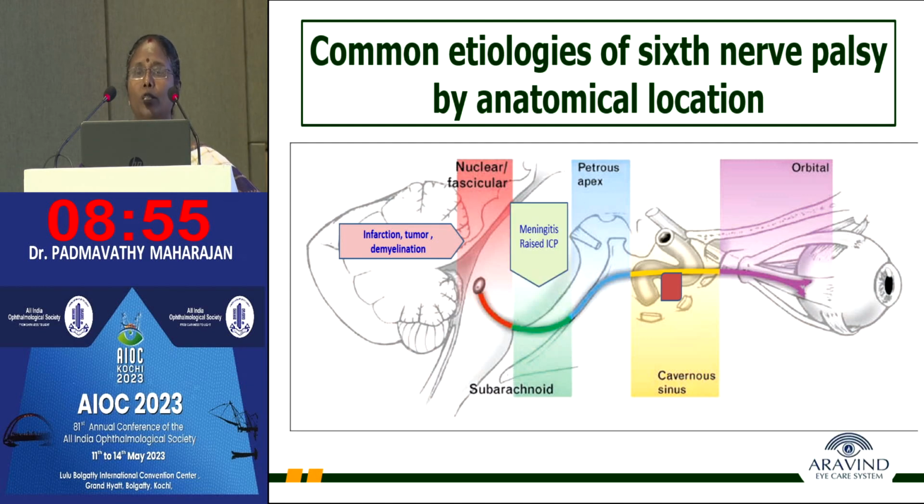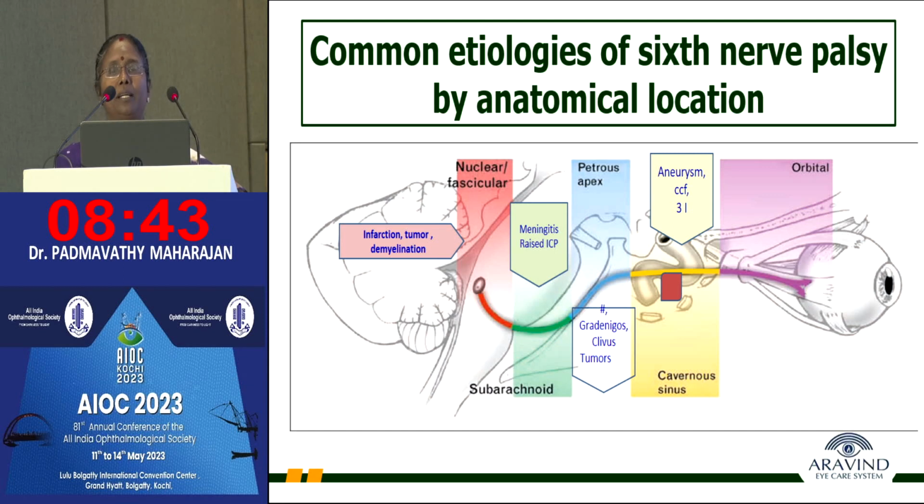In the subarachnoid space, it could be due to either meningitis or raised intracranial pressure. In the petrous apex region, it could be Gradenigo's syndrome or a clivus tumor. In the cavernous sinus, it could be an aneurysm or a carotid cavernous fistula. It could be idiopathic, inflammatory or infection. The same holds with the orbit. In addition, you have the neoplastic lesion.